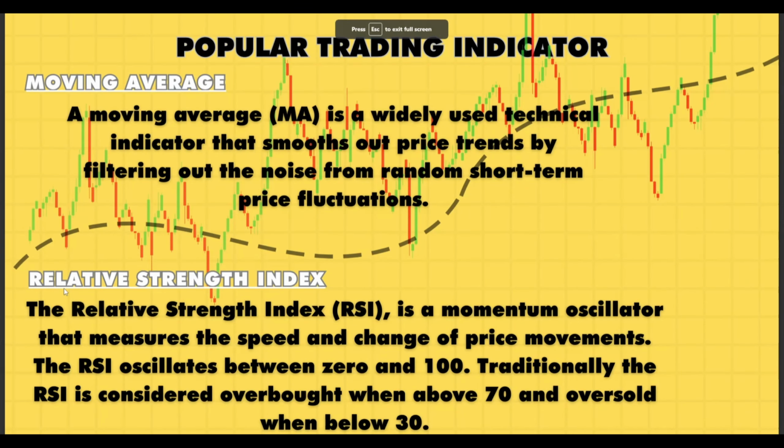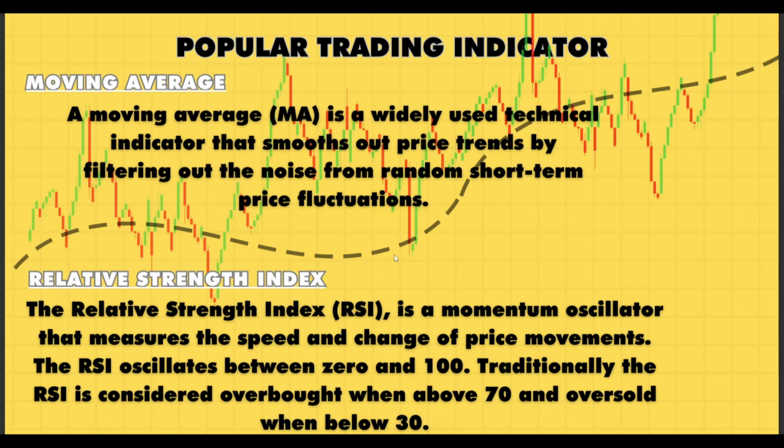And our next indicator is the relative strength index, RSI. The relative strength index is a momentum oscillator that measures the speed and change of price movements. The RSI oscillates between 0 and 100. Traditionally, the RSI is considered overbought when above 70 and oversold when below 30.